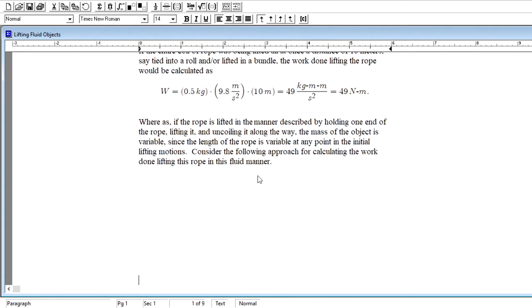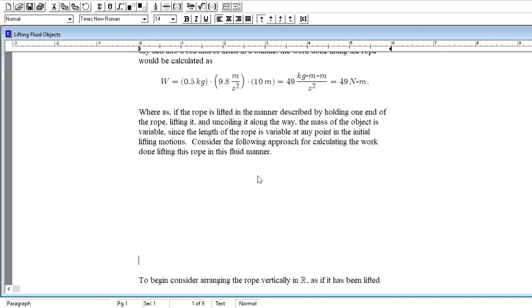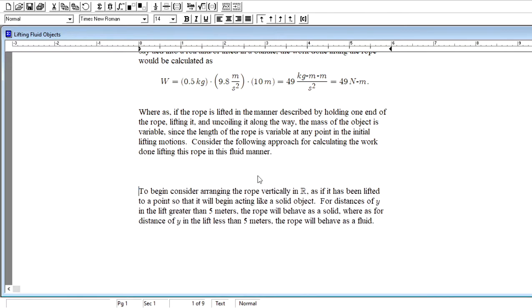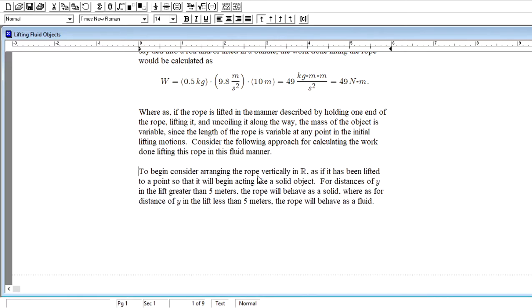All right, folks. What we see in this calculation, if we consider lifting it by uncoiling it, just grabbing onto one end and lifting, the way we approach this problem is we begin by arranging the rope vertically in our one-dimensional space. We would imagine it starting here at the ground level and being lifted up to that point at which it becomes a solid. We would consider the vertical extent over which it would maybe be thought of as a fluid object as it gets uncoiled, lifting at that distance of the first 5 meters in our lift.